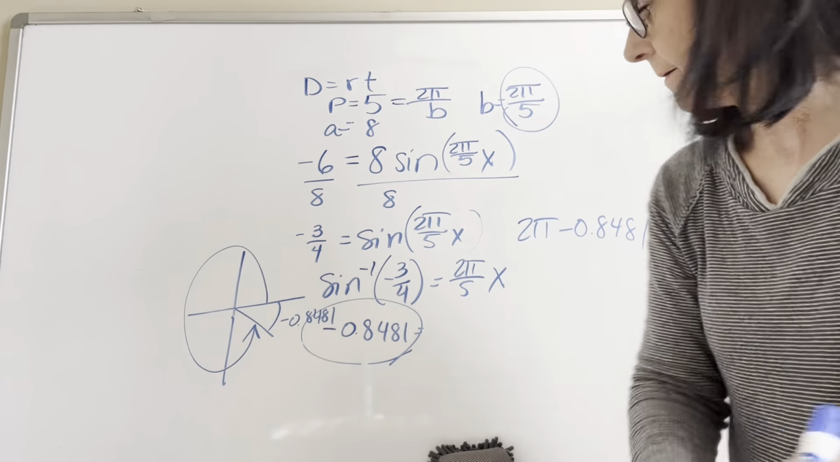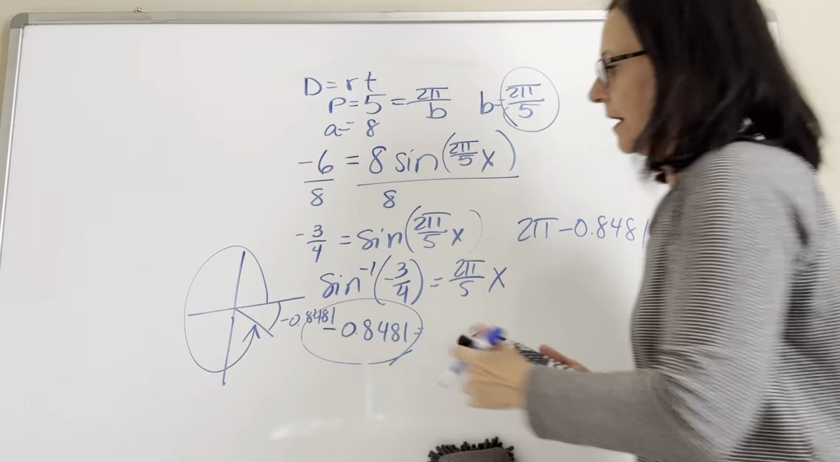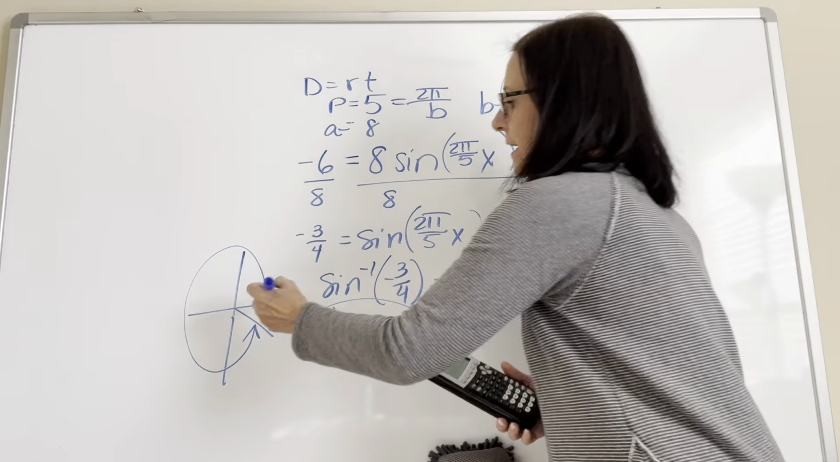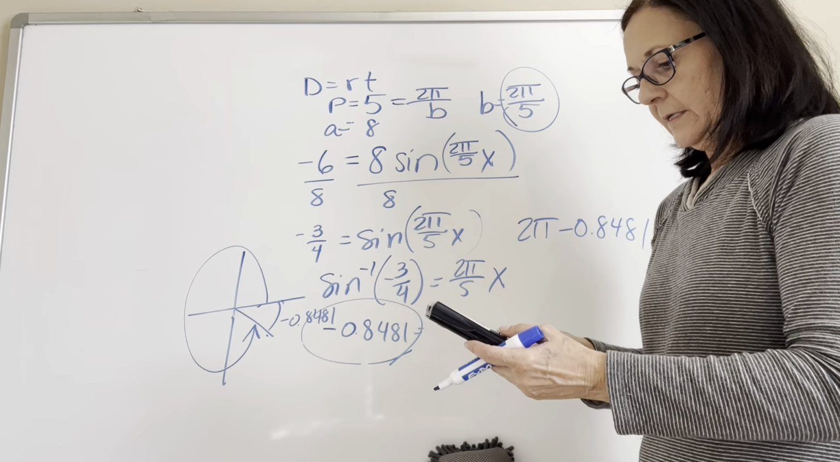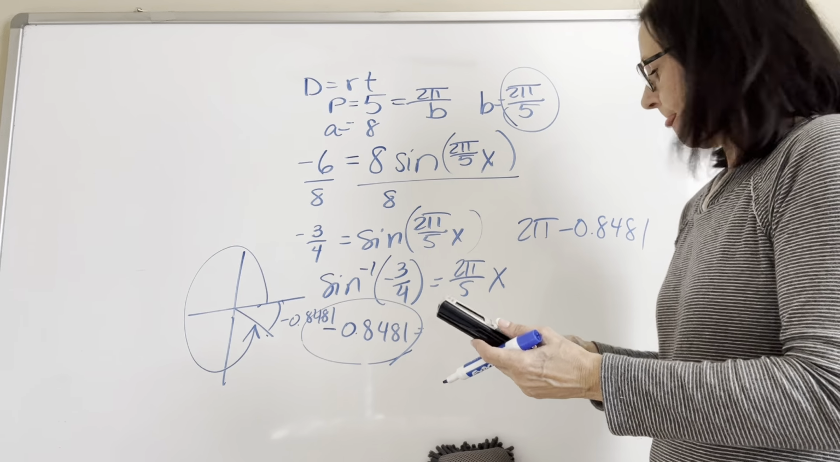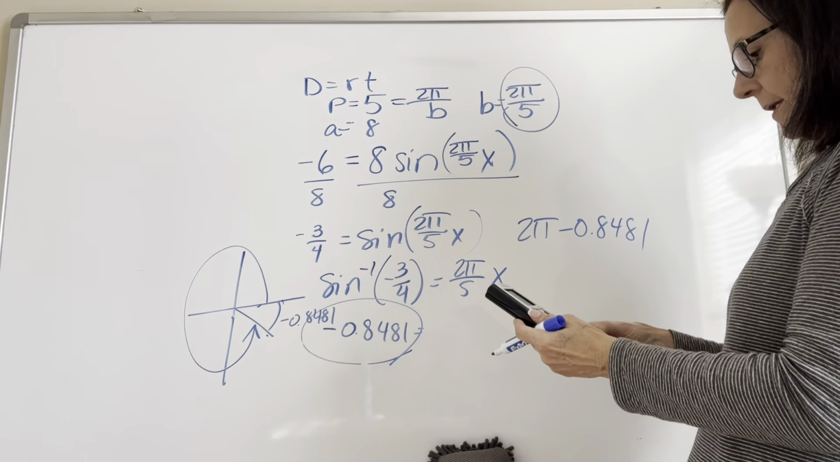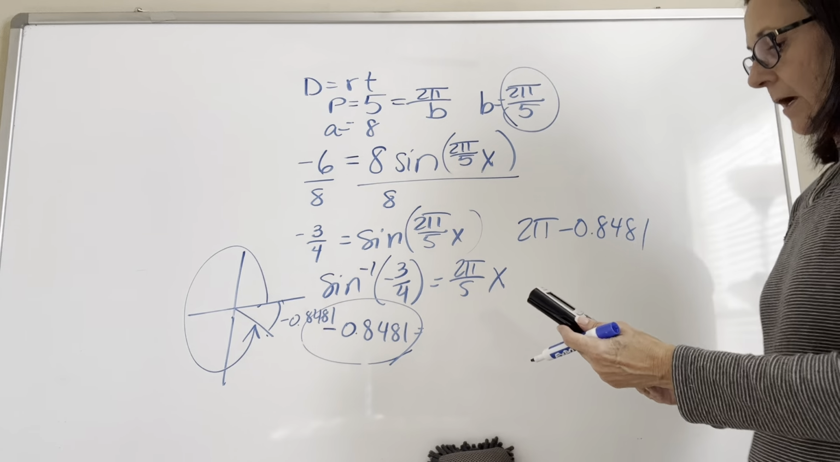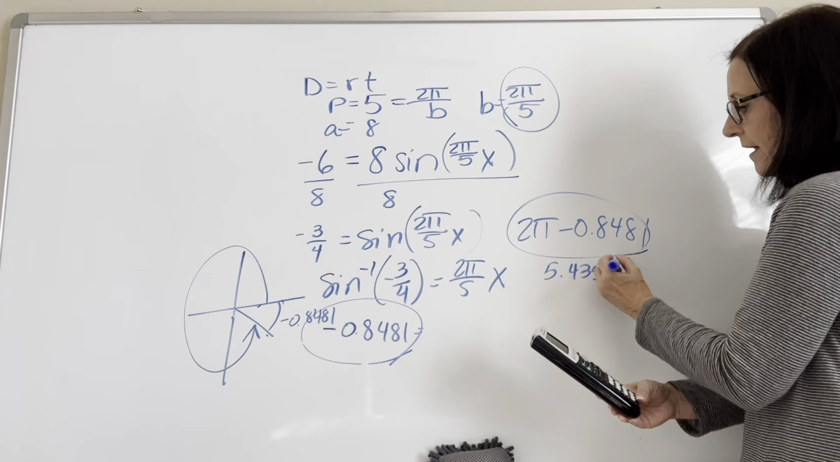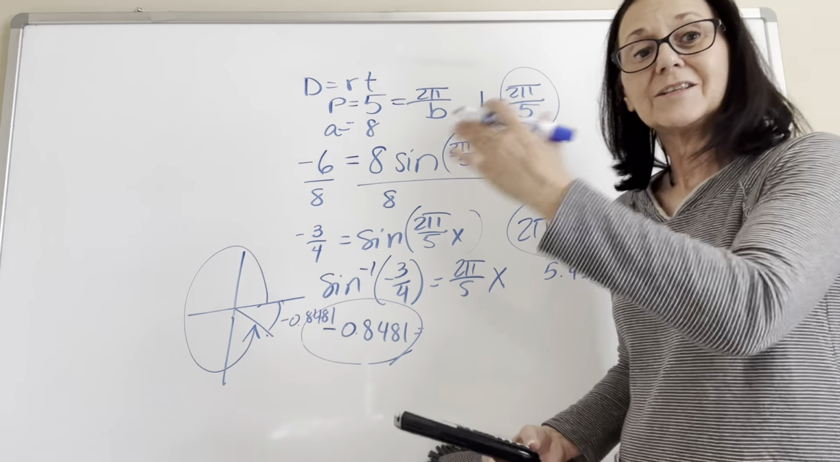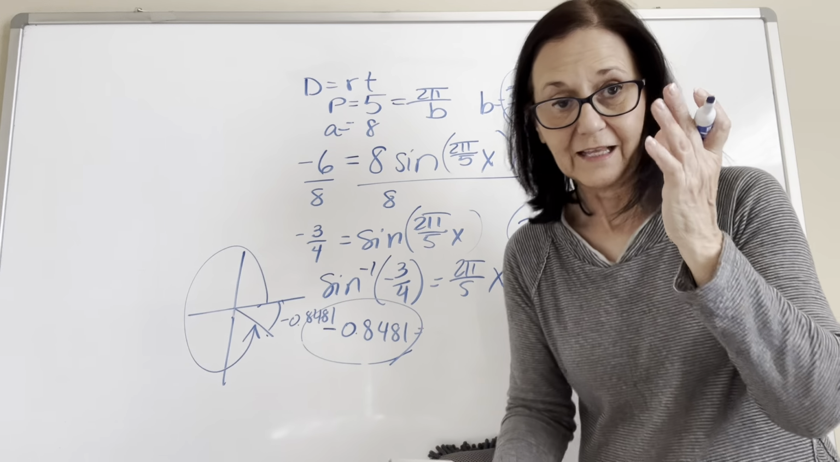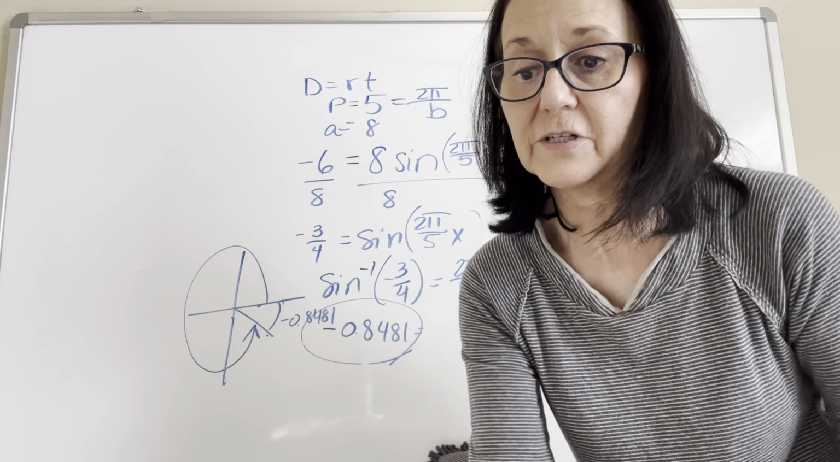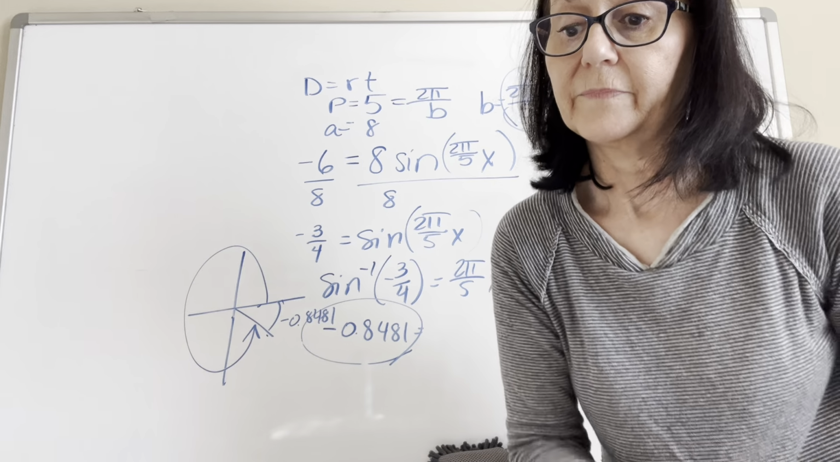All right, so I'm going to take 2 pi, which is all the way around, right? I'm going to go 2 pi and subtract that to get the positive value. So 2 times pi, then I'll subtract 0.8481. This value here is 5.4351. So I converted that to the positive. I neglected to do that first, but you need to first convert that to a positive.